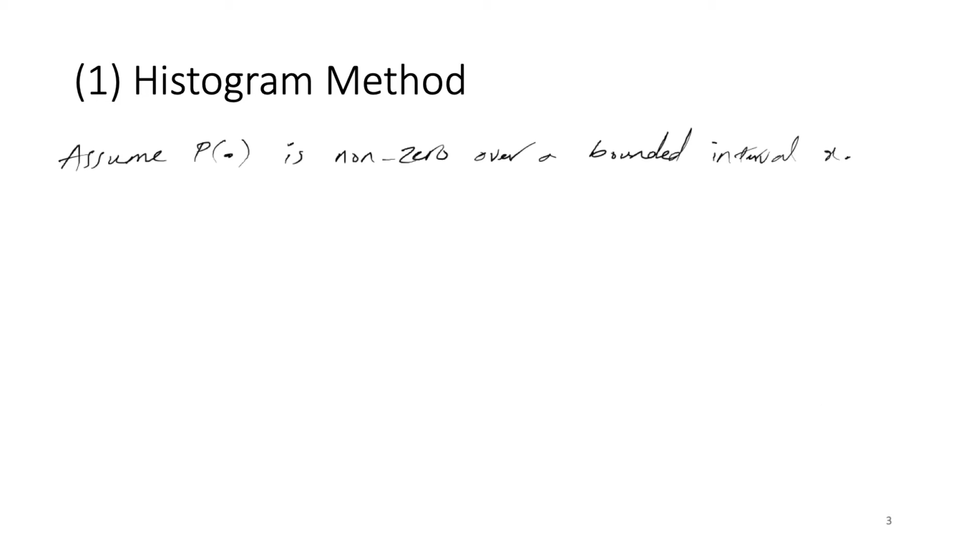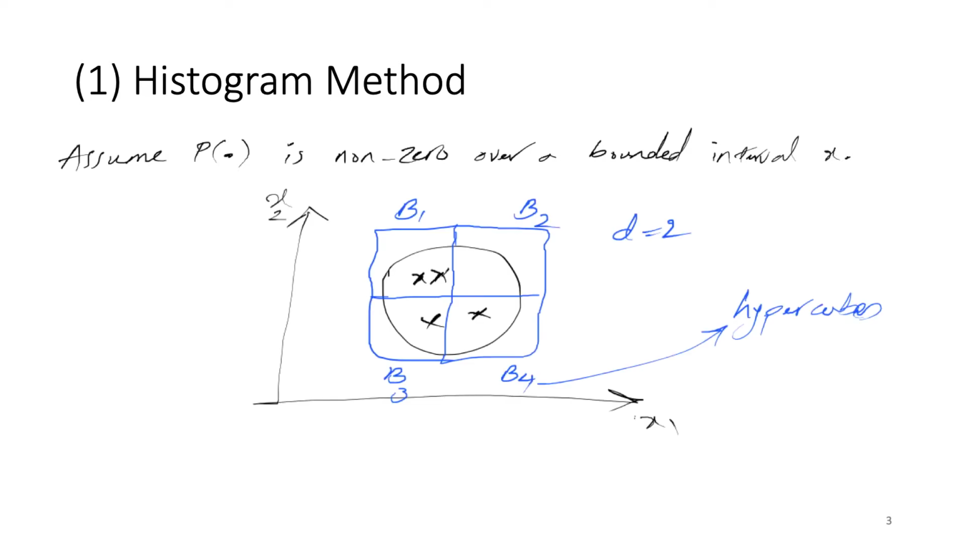So assume we have a function p that is non-zero over a bounded interval of x. In most density estimation kernels or techniques, we usually have to have the bounded property. We can't just talk about unbounded data, because unbounded data is prone to unknown estimation of density, which is going to lower our accuracy in this case. So let's talk about histograms here.